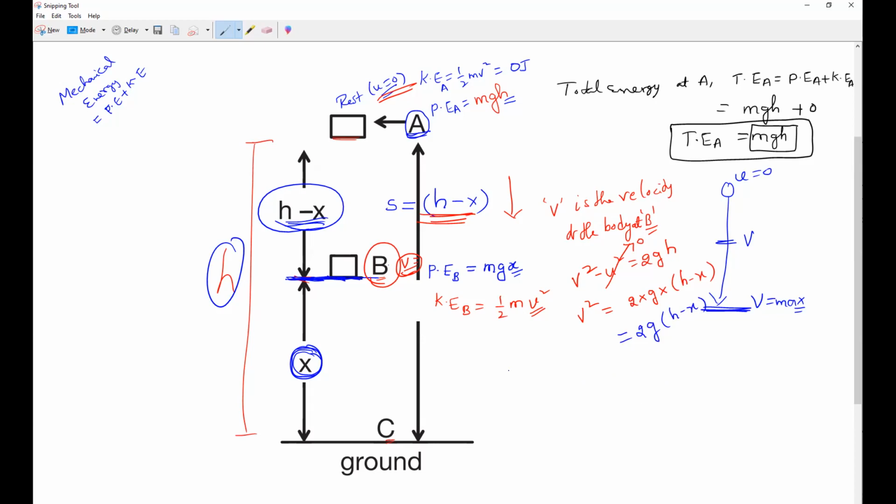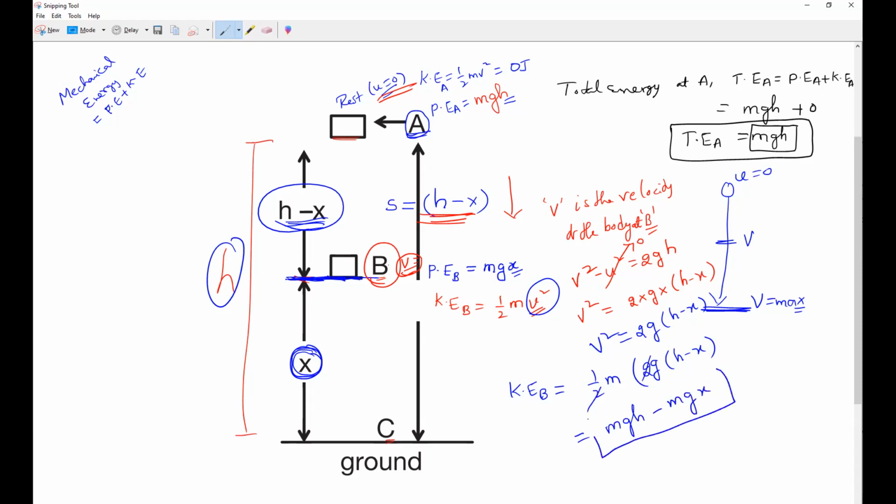Then the kinetic energy I will substitute directly. So kinetic energy at B point equals half into m into, in place of V square, what can I write? Everybody, check it. 2g into H minus X. Will you all agree with me? Yes, sir. Now something will get cancelled. What is it? 2 will get cancelled. Remaining, all of you check it. Can I get it like mgH minus mgX?